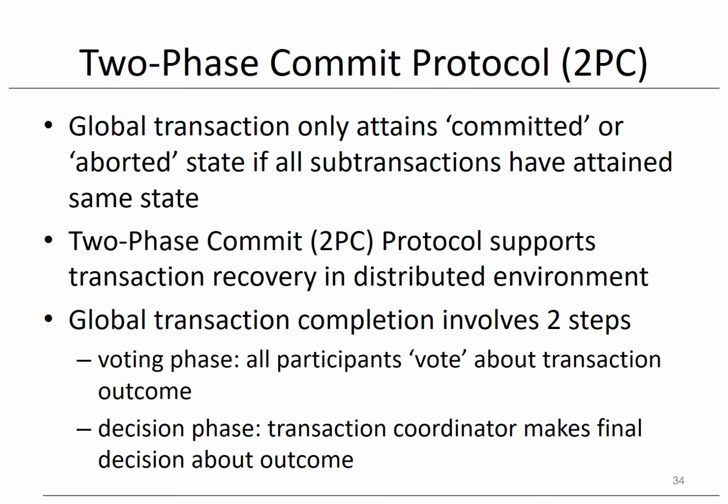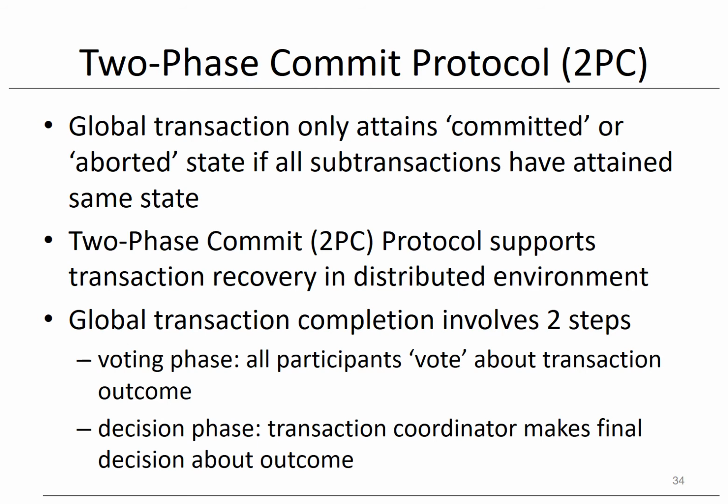The mechanism for transaction commit and abort should guarantee that the global transaction can only attain a committed or aborted state if all its subtransactions have attained the same state. Also, care should be taken that individual locations that participate in a global transaction cannot get blocked because of a communication infrastructure malfunction or other calamity.